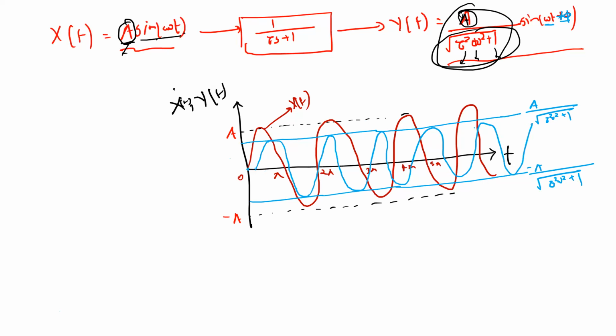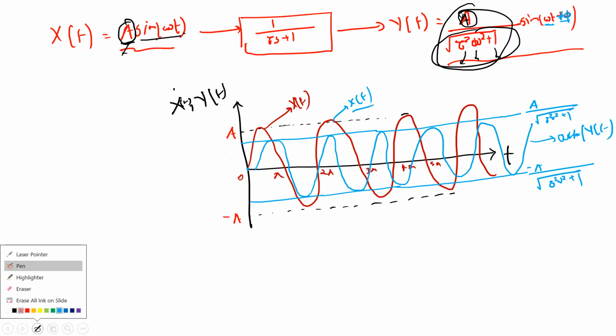So the blue one is your output. This one is your y(t) and this red one is your x(t). You can see that the amplitude of the output is decreased. So there is an attenuation in your output, and your signal will get attenuated.